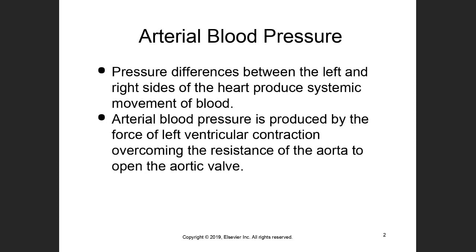Okay, the pressure difference between the left and the right side of the heart produces systemic movement of blood. That's why on the left side there is more pressure than on the right side. Remember that the right side pumps the blood just to the lung, and the left side pumps the blood to the whole body. That's why on the left side there is always more pressure. Arterial blood pressure is produced by the force of left ventricle contractions overcoming the resistance of the aorta, that is the afterload.